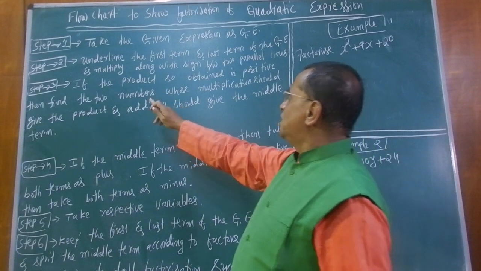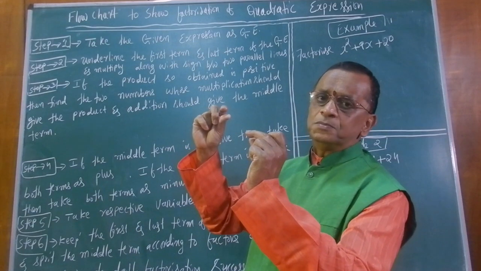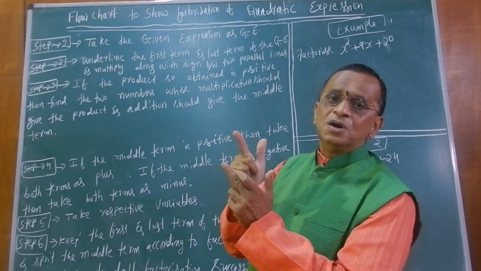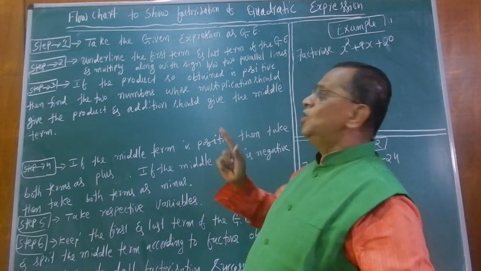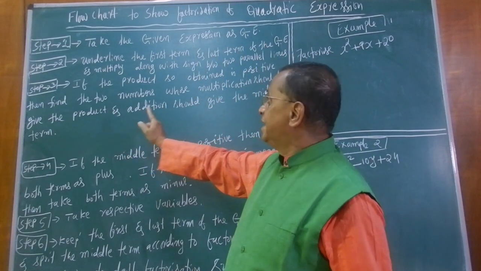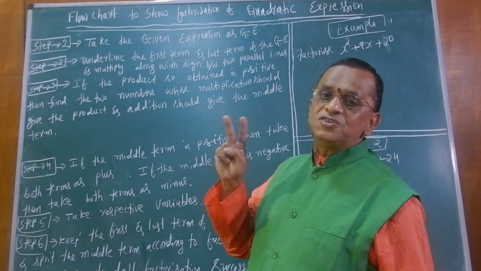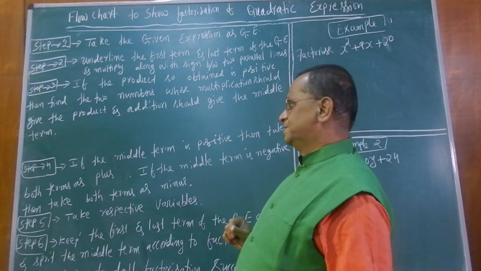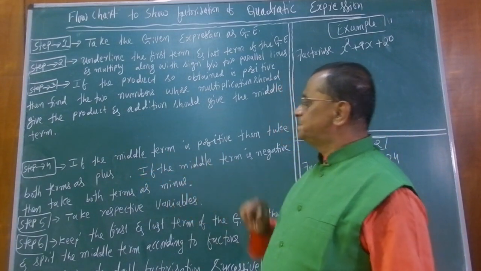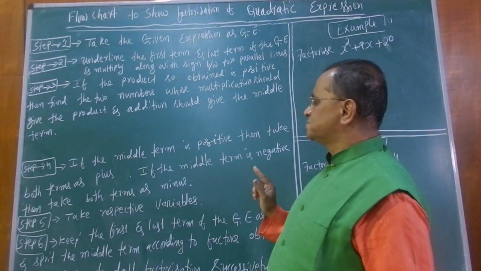Then if the product so obtained is positive, when you multiply the first term and last term along with the sign, then you have to find two numbers whose multiplication should give the product and whose addition should give the middle term. You must find that type of two numbers. If the middle term is positive, then take both numbers as plus. If the middle term is negative, then take both numbers as minus.